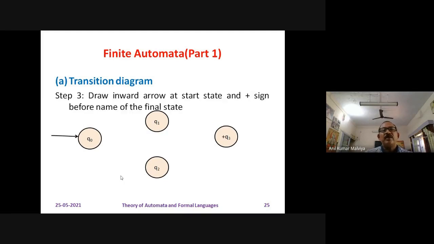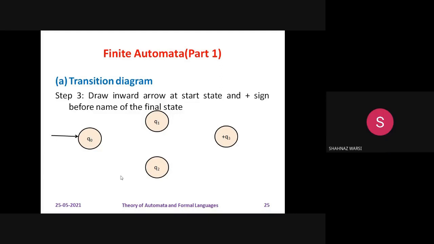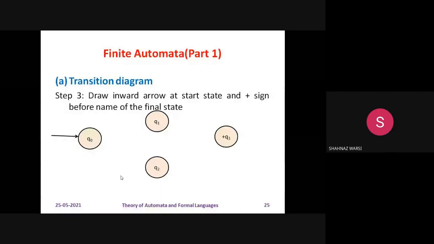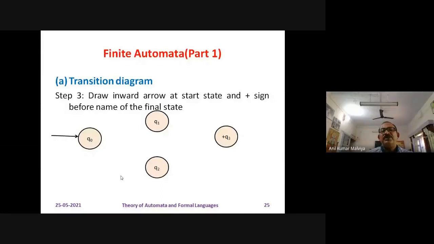Next step, draw an inward arrow at the start state and a plus sign before the name of the final state. Anyone can tell me, what is the name of the initial state? Q0. So here you can see on the screen the inward arrow is attached to the initial state Q0. Okay. What is the final state? Q3. Therefore, the state is preceded by the plus sign, plus Q3. Is it clear? Now, next step.